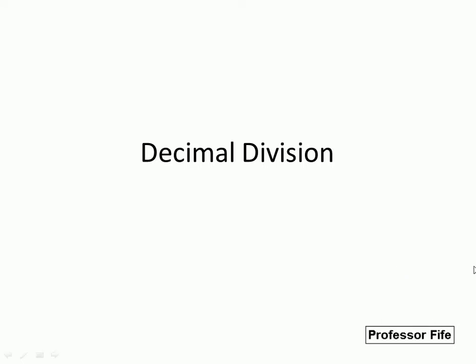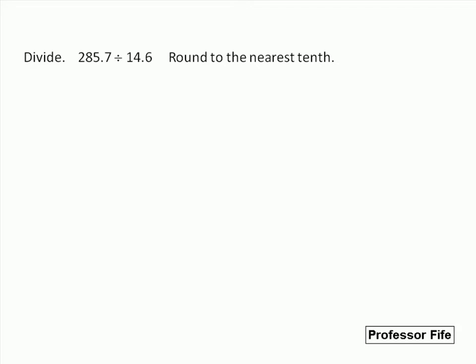Decimal division. Here we're going to divide 285 7/10 by 14 6/10 and round the answer to the nearest tenth.